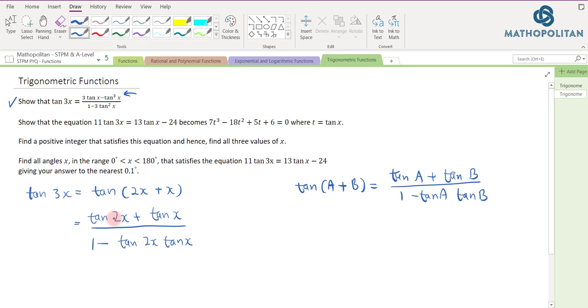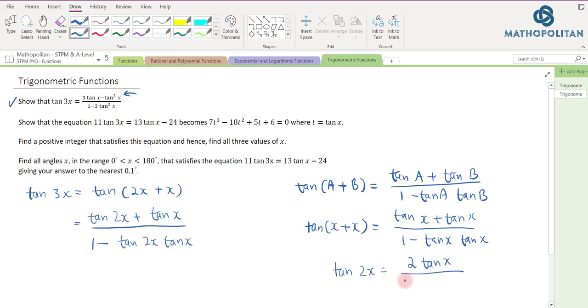Now, how do you express tan 2x in terms of just tan x? 2x here is just x plus x. So if you have tan(x plus x), that will be (tan x plus tan x) divided by (1 minus tan x times tan x). In other words, tan 2x is equal to 2 tan x divided by (1 minus tan squared x). This is what we're going to substitute here.